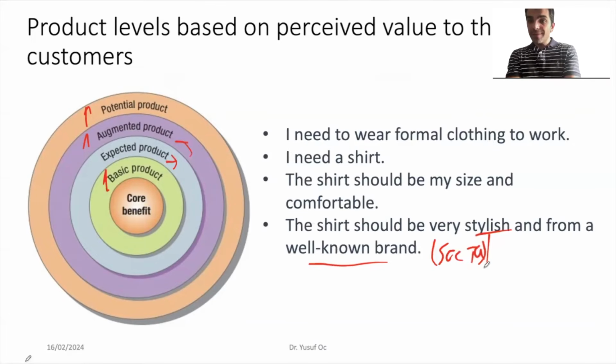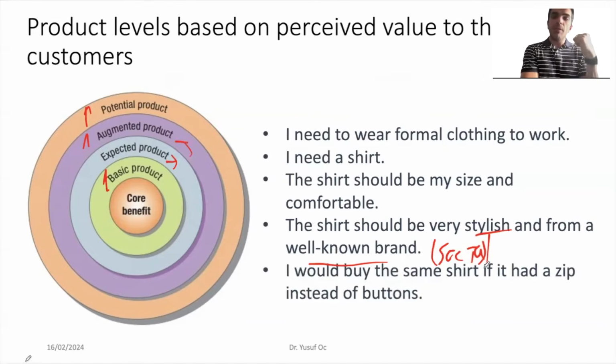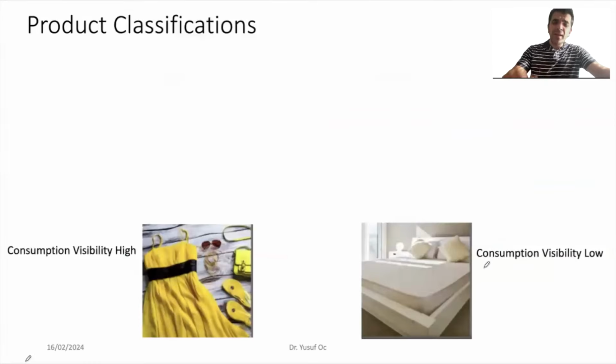And in the final part, now you want something even more customized or special, and you say, you know what, I would buy the same shirt if it had a zip instead of buttons, right? Because you prefer zips, and you try to find a product like that. And that is like different levels. But it is also important to know that our expectations from products are also different depending on the context.